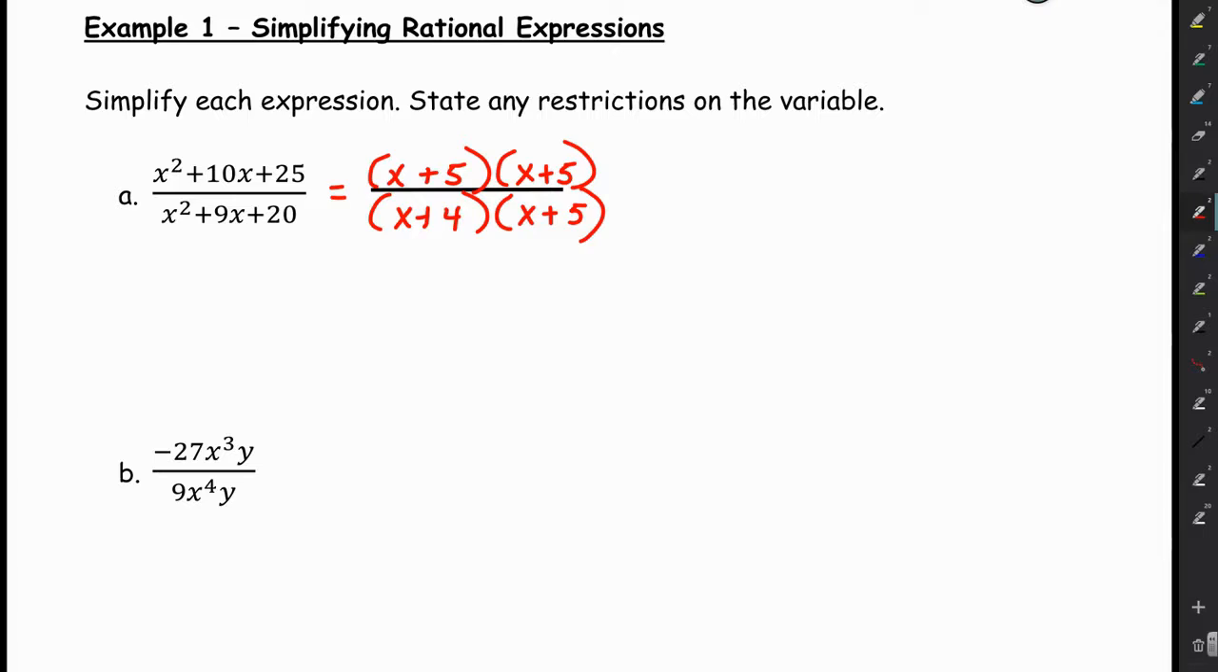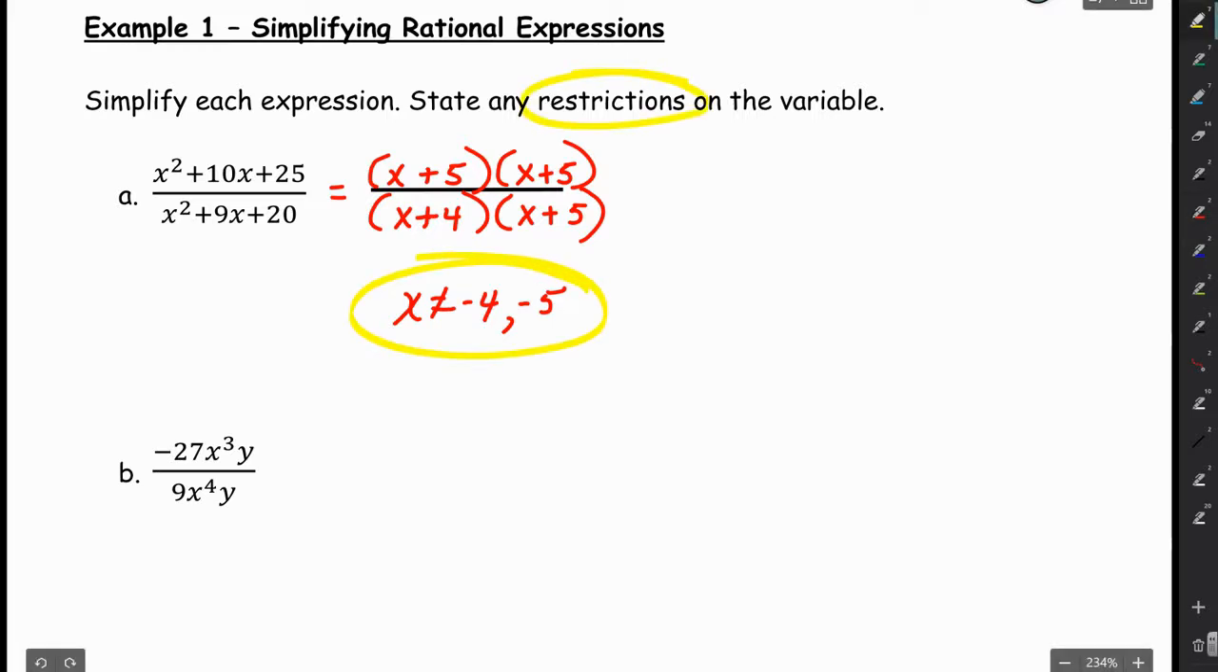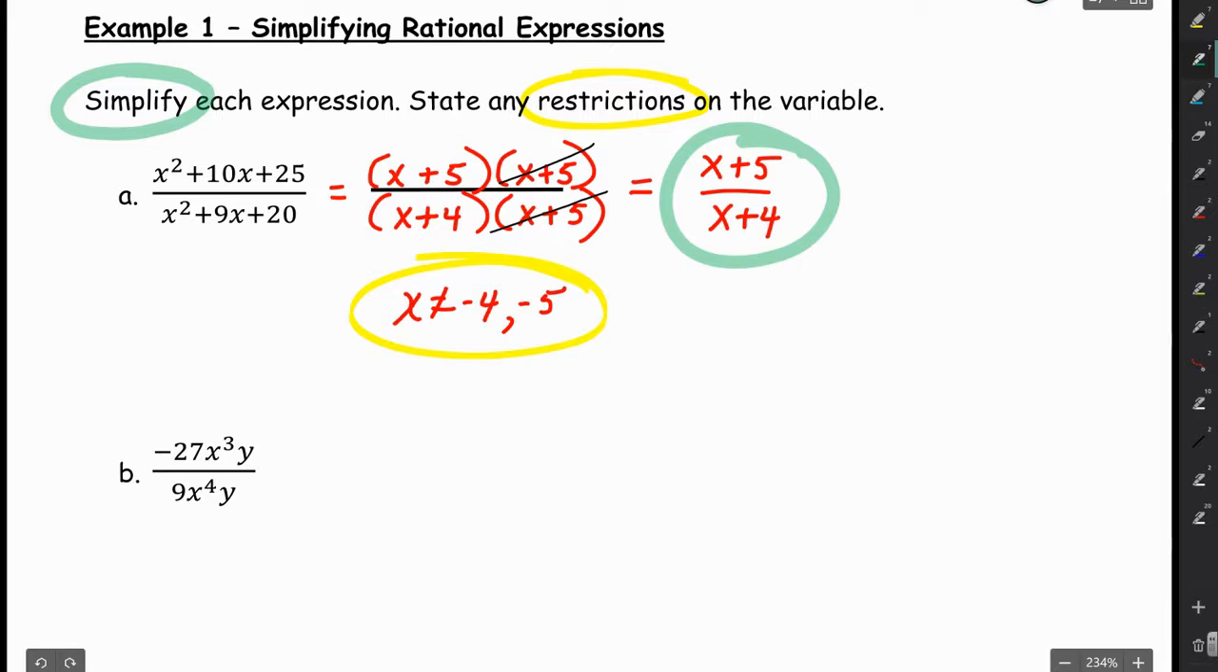Now, before we simplify, we want to look at what is a possible restriction, because we can't just simplify and then evaluate restrictions. For the denominator, we have x plus 4 here. If we set that equal to 0, we would get a restriction at -4. If we put -4 in, that would cause the denominator to be 0. Or if we put -5 in, that would cause the denominator to be 0. So those are the two restrictions for letter A. Now we can simplify. We can cancel x plus 5 and x plus 5 because it occurs in both the numerator and the denominator, and we end up with x plus 5 over x plus 4. So we've stated our restrictions and simplified the rational expression.